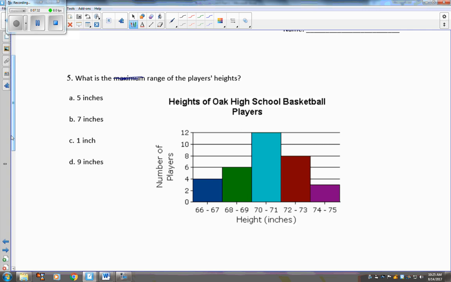4 that are between 66 and 67. And I would have 6 between 68 and 69, and so on. So you're going to need the difference between the smallest and the largest. Largest minus smallest. So the largest that you have is 12 inches. That's your highest. And then the smallest would be here at 3. And 12 minus 3 is 9.